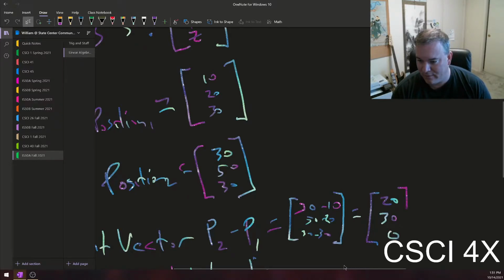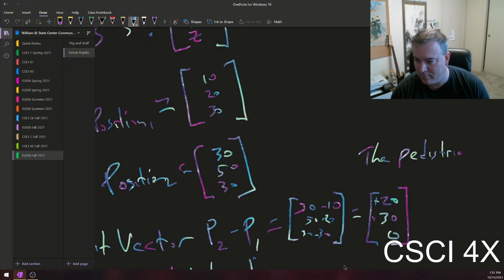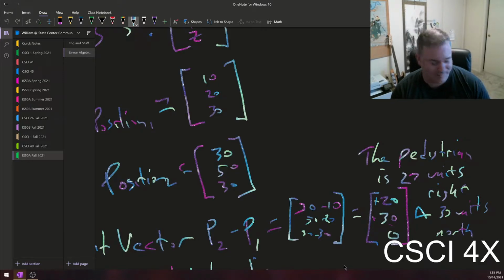0. Okay. So what this tells us is that the pedestrian, in English, is 20 units right and 30 units north. I don't want to say up because z is up. It's 20 units east, let's say. So it's 20 units east. Do you guys see that?